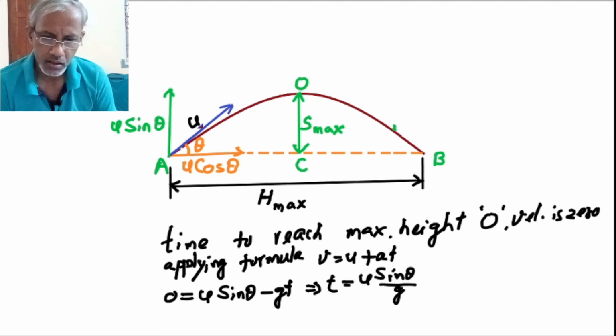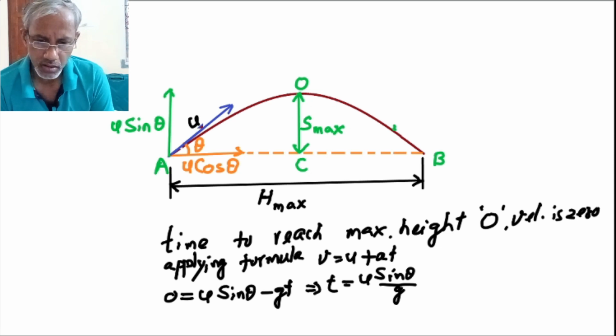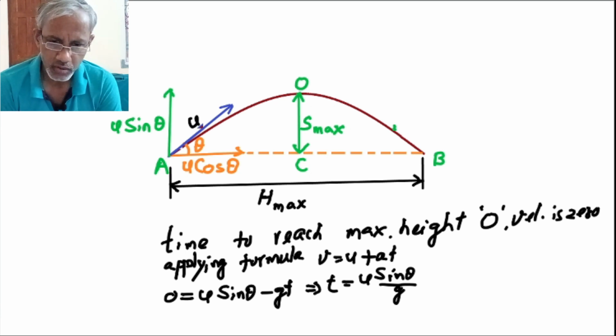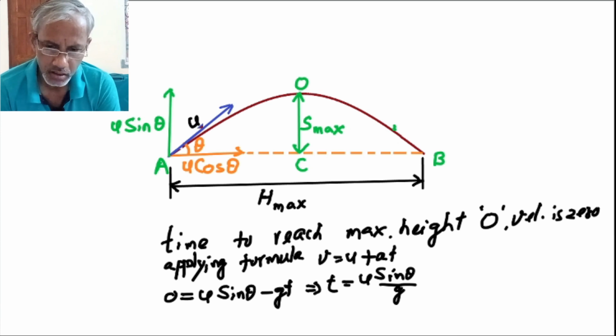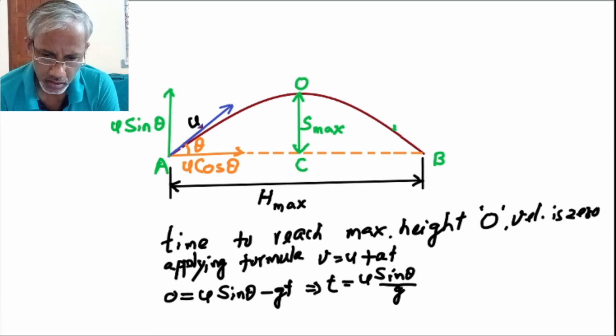So this is the time taken for the projectile to reach the point O, and the total time for the object to fall right up to the same height where it meets the horizon at the point B is the double of this, 2 times u sin theta by g.